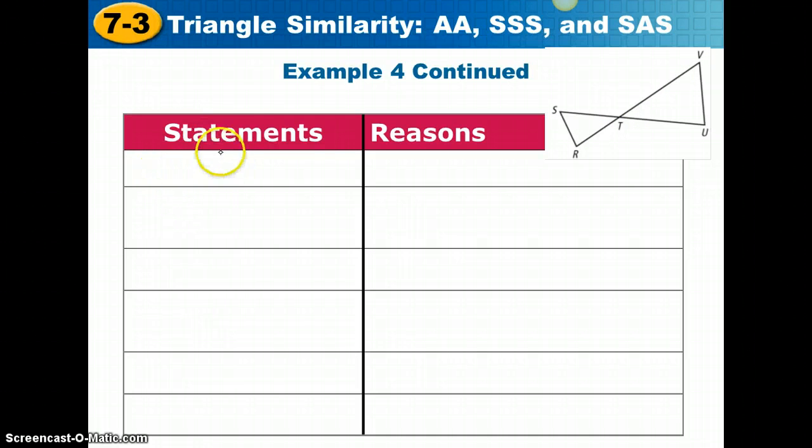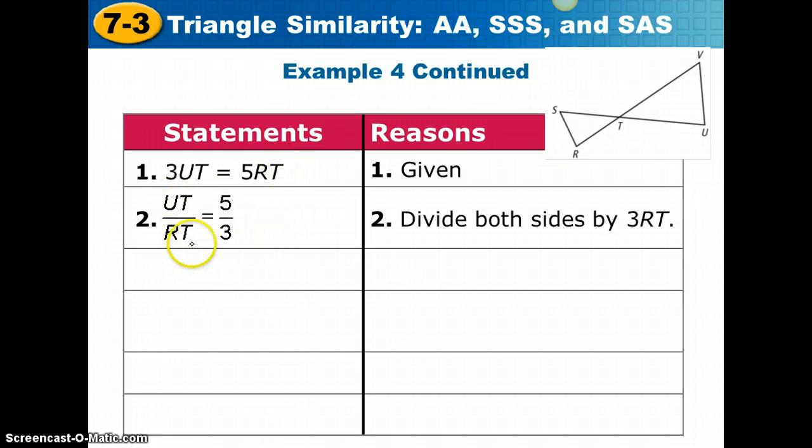So you'll notice here we separate our statements and reasons into columns. We want to start with our given. And notice I'm going to start with one given at a time here. We don't always have to do that. You could do this a little bit differently if you're doing it on your own, but I'm going to separate the givens. Since 3 times UT equals 5 times RT, I'm going to rewrite that as a ratio of UT over RT.